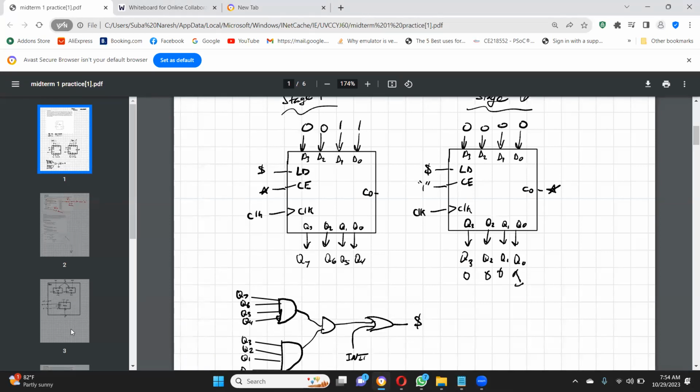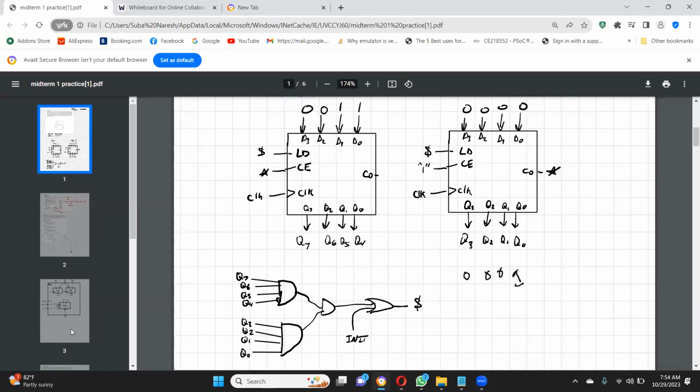What is your stage 1 now? Let me finish. Can you scroll a little bit down? So this is 1, 0, 0, 0, and this is 1, 1, 0, 0. So this becomes 0 and this becomes 0. Then this just keeps counting again. Yeah, it will keep counting.